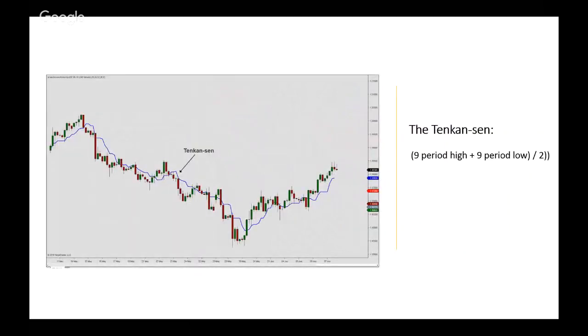First off, I'll just go through the elements that follow price more directly. So this is the Tenkan-sen that we're looking at here. You can think of this as a short-term baseline, and the Tenkan-sen is calculated using a 9-period high, adding a 9-period low, dividing by 2. And basically then you have the same as the Donchian channel midline when applied to a 9-bar period.